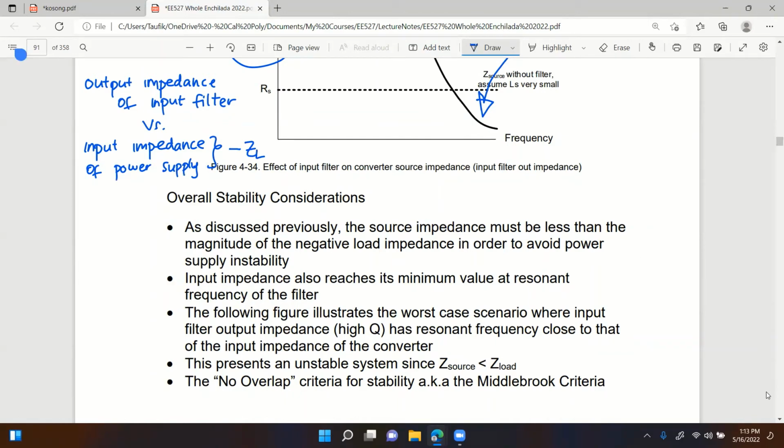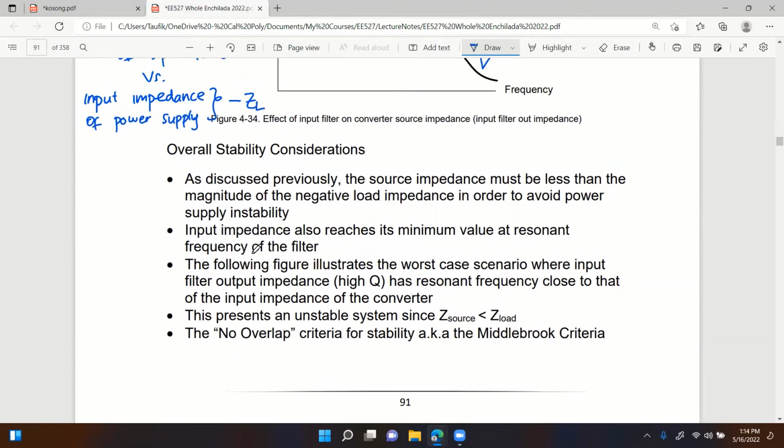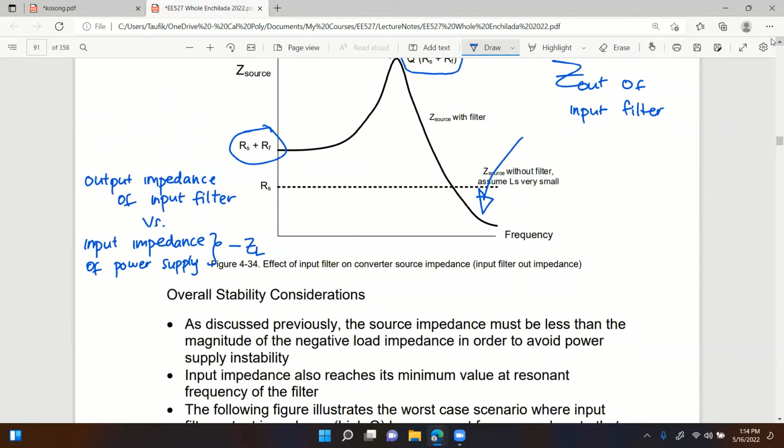All right. Now, as discussed previously, the source impedance must be less than the magnitude of the negative load impedance in order to avoid power supply instability, as I said earlier. Input impedance also reaches its minimum value at the resonant frequency of the filter. So if you look at the input impedance, again, the shape looks like this. It reaches a minimum value at resonance. For the input filter, it reaches a maximum at resonance. This is at resonance. It's the opposite.